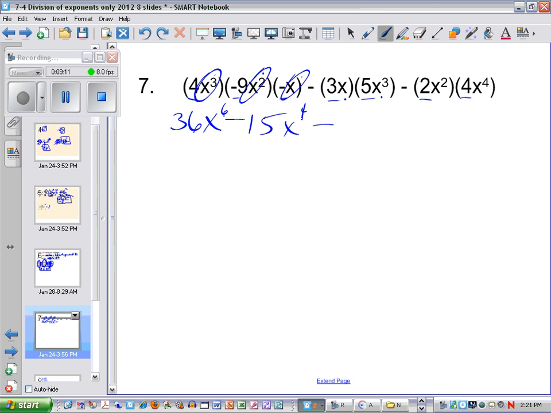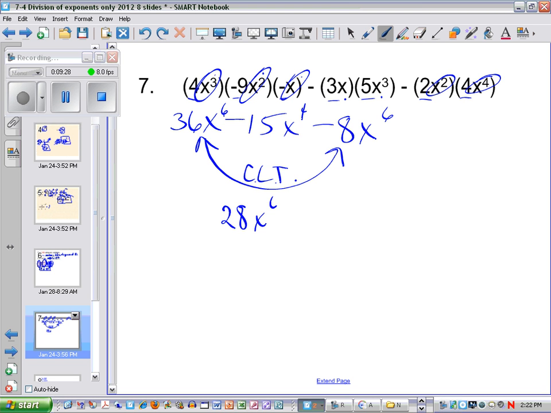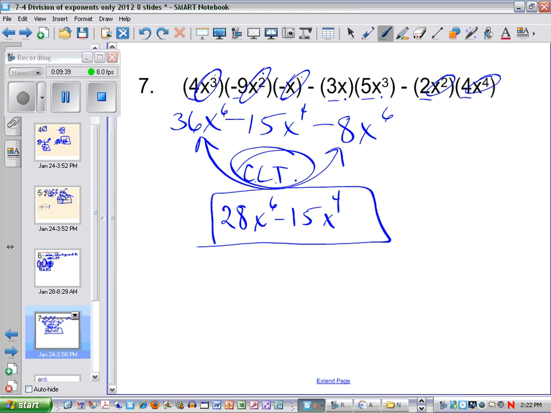Minus 8, x to the sixth. But I see one thing we can do. Collect like terms here. That would give us 28, x to the sixth, minus 15, x to the fourth. So always look at the end to see if you can collect any like terms.